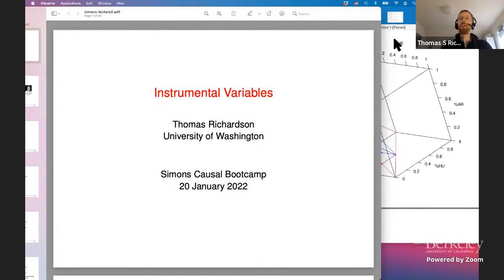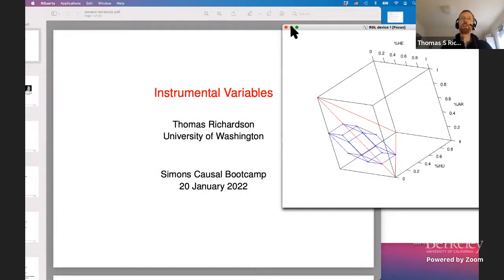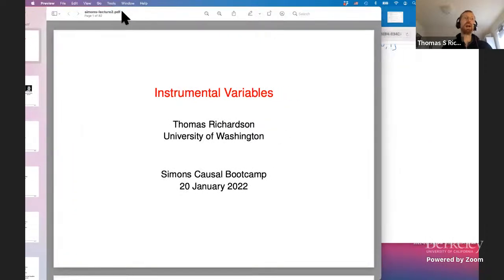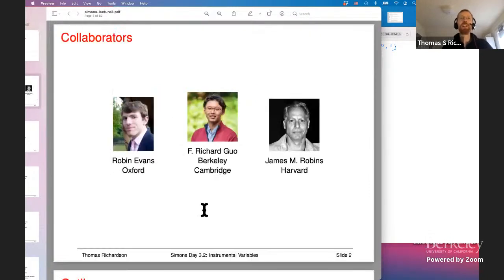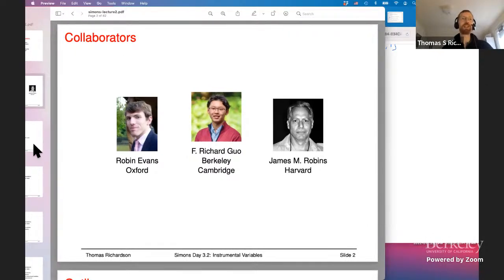So now we're going to talk about instrumental variables. I have to apologize in advance because I'm not going to get through all of the slides that I've got here, but I'll show you enough, hopefully, to get you interested. And at least one of my collaborators is currently in Berkeley, so if you have more questions, you can ask him about the parts that I'm probably going to skip.